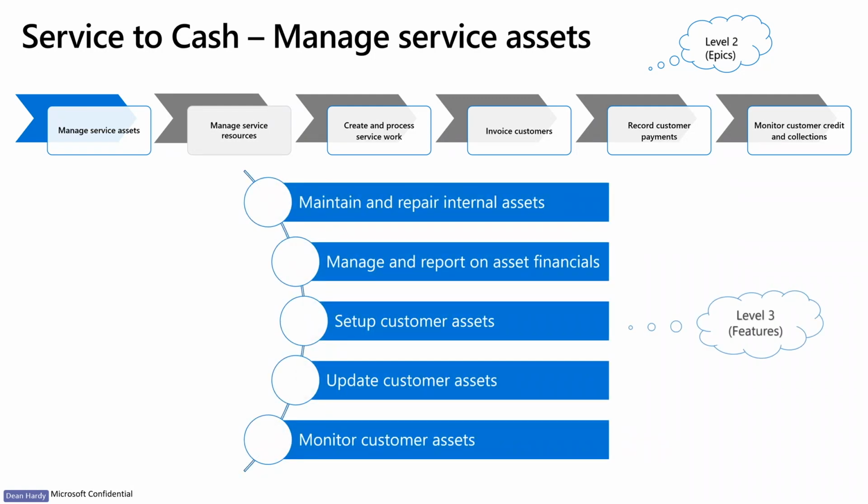Common business process flows, level 3 in the framework, within the manage service assets process area include the following: maintain and repair internal service assets, manage and report on asset financials, and set up, update, and monitor customer assets. Now let's review a user story within this process area.